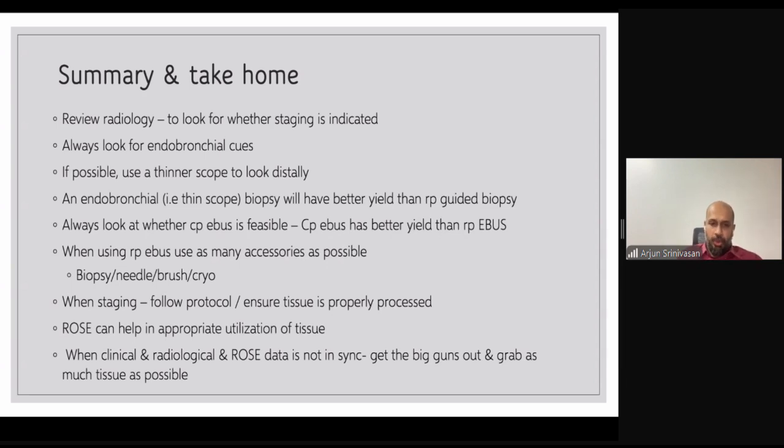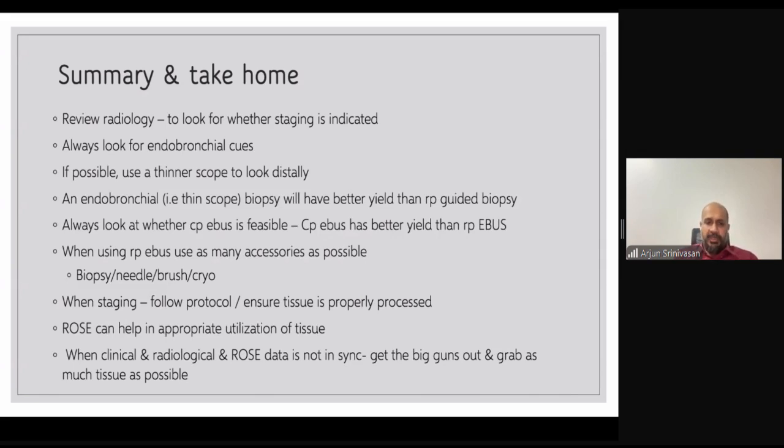Our own bias is more towards cryo, especially with the 1.1 cryo being available. When staging, you always follow the protocol and make sure that the tissue is properly processed. The protocol is to always go from N3, N2, and then N1. ROSE can help in appropriate utilization of tissue, because you can't keep on sampling till the cows come home. ROSE can definitely help you prioritize how you want the tissue to be utilized.